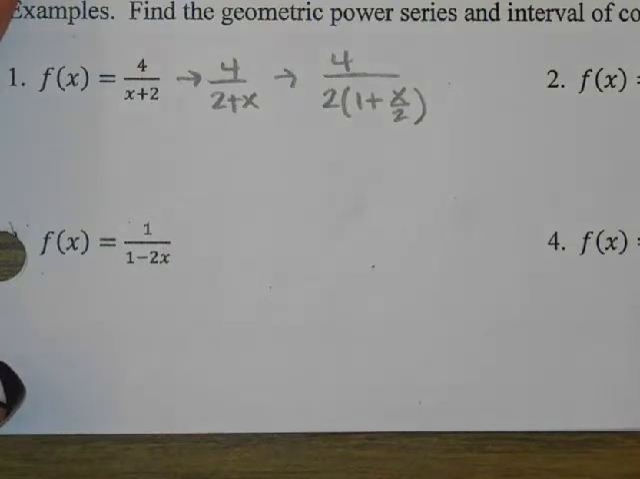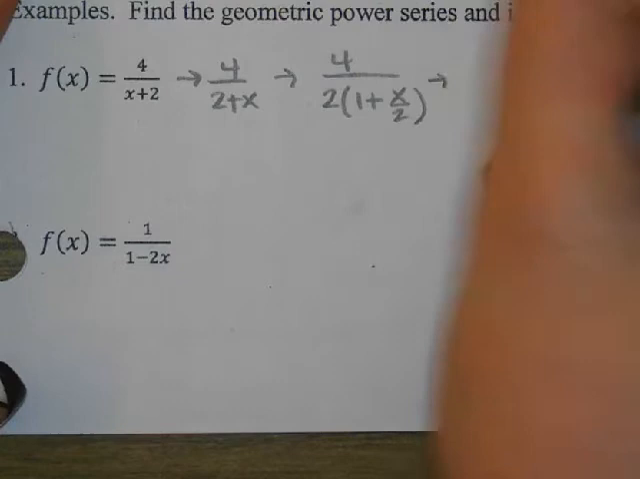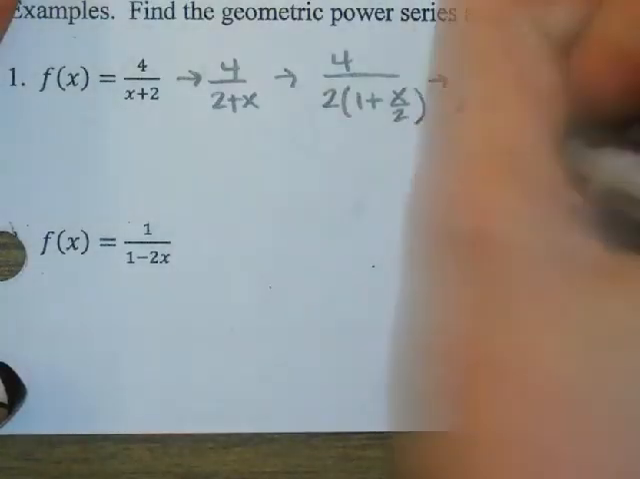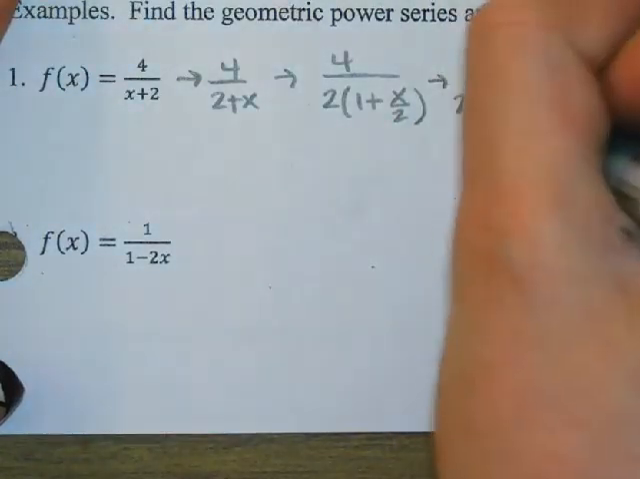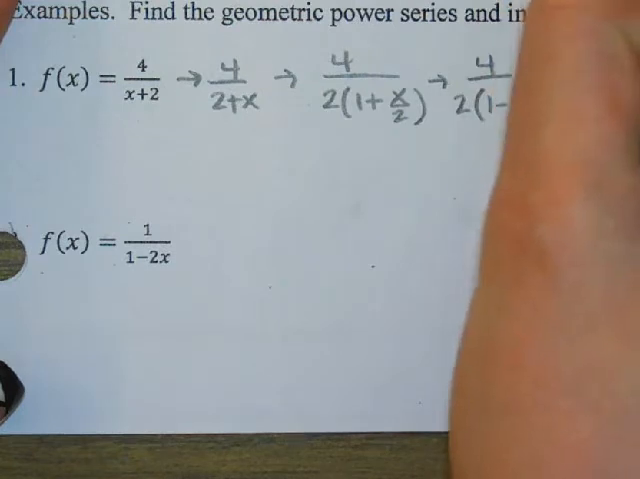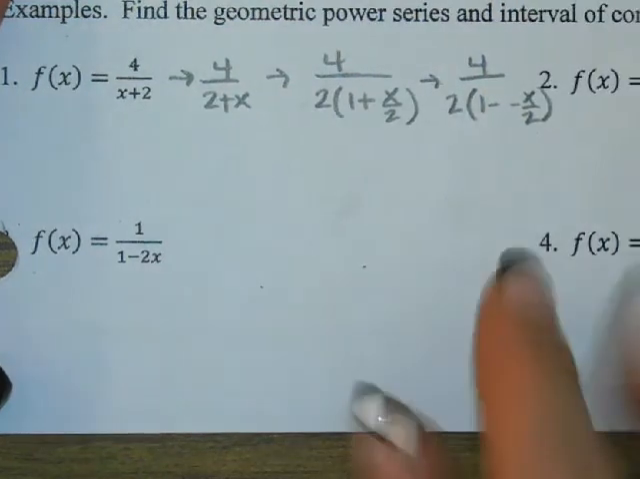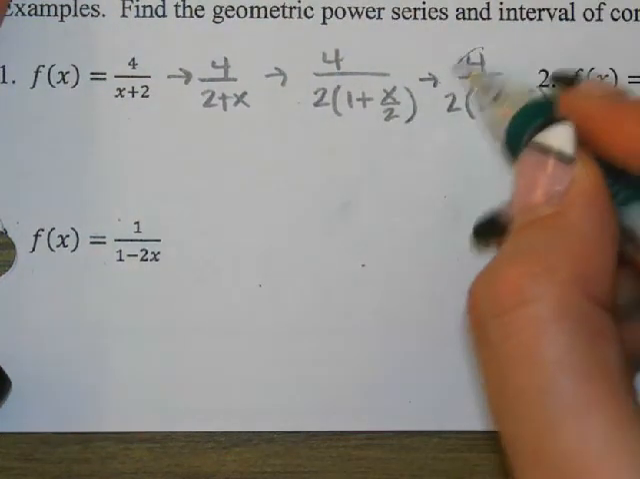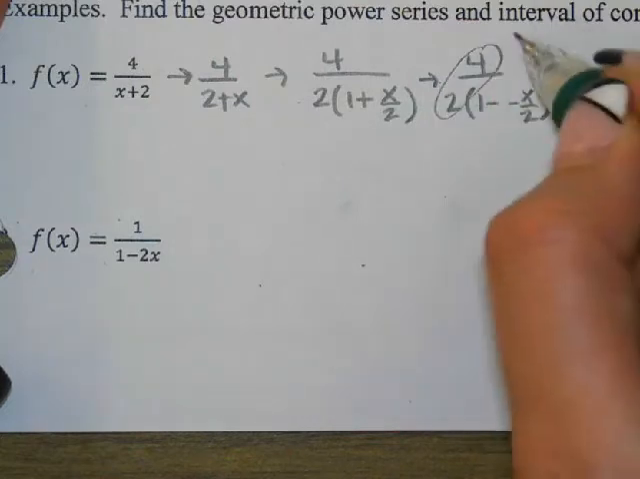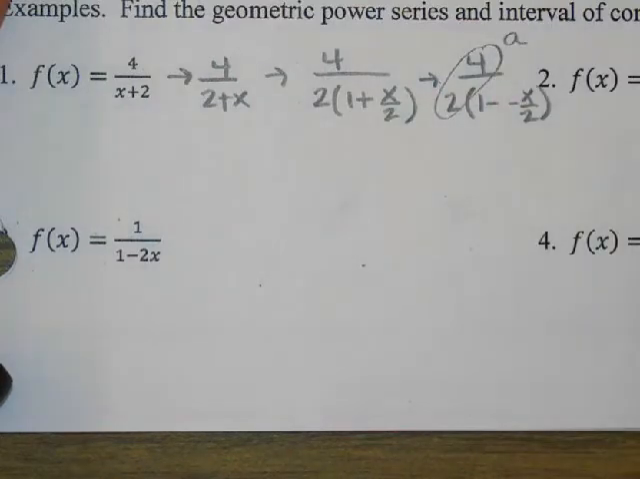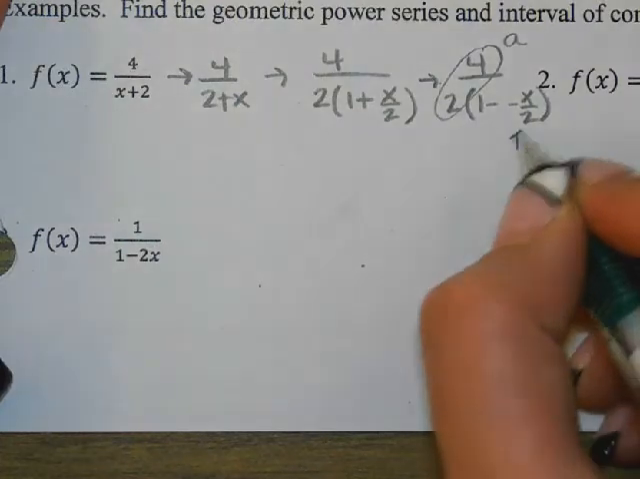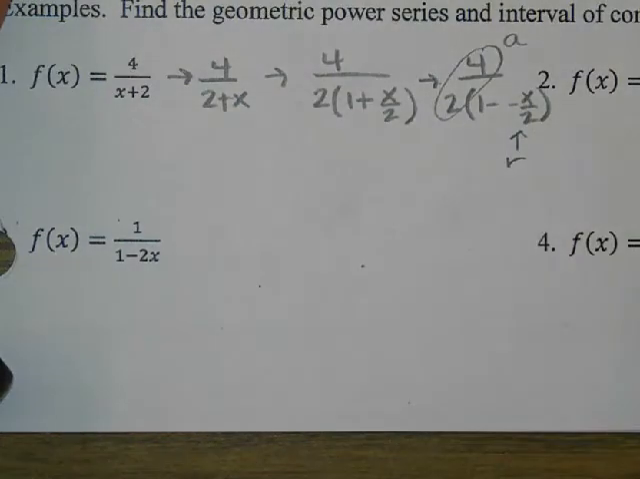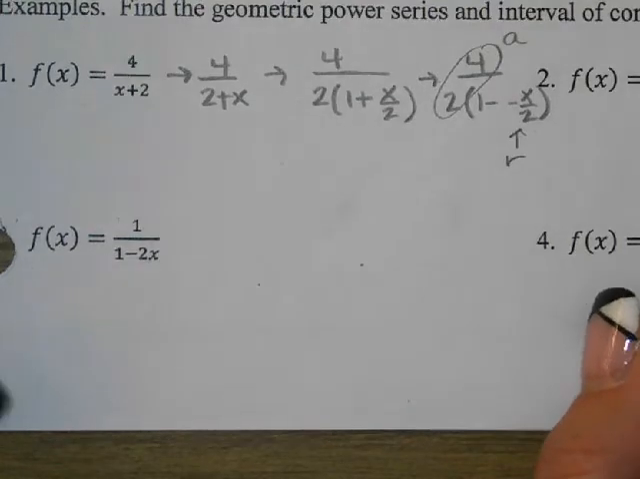So if I keep going with that, I can say this is the same as 4 on the top and 2 on the bottom, and then 1 minus -x over 2. Now I can see that this right here is my a, or my first term, and that this right here is the r value. I can tell that's what they are because now they match up with that formula that the sum equals a divided by 1 minus r.